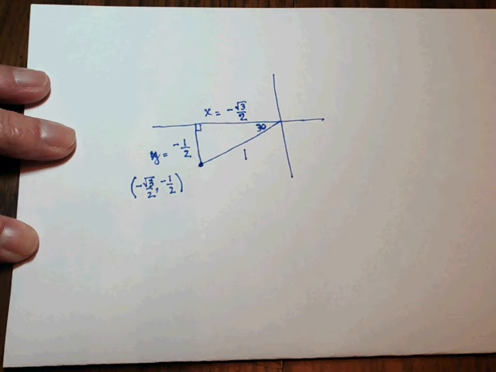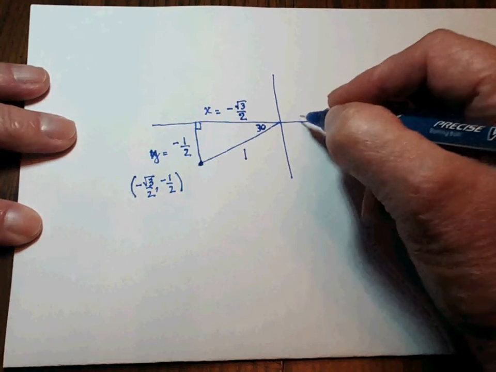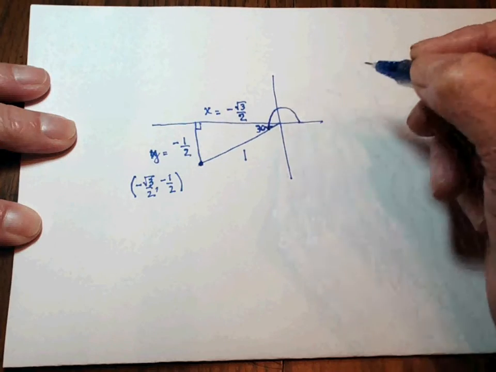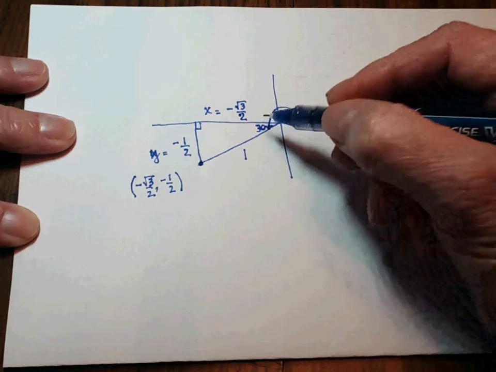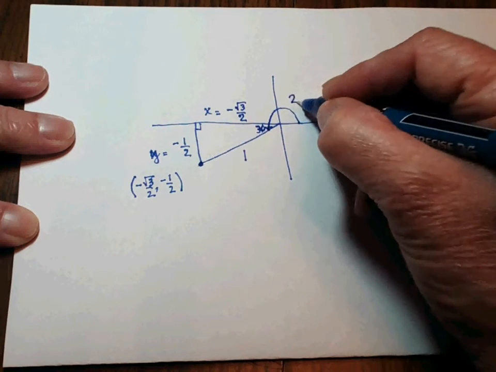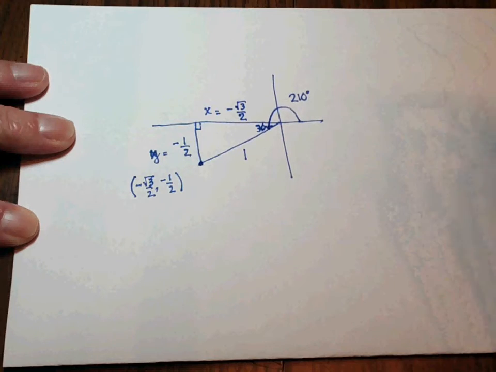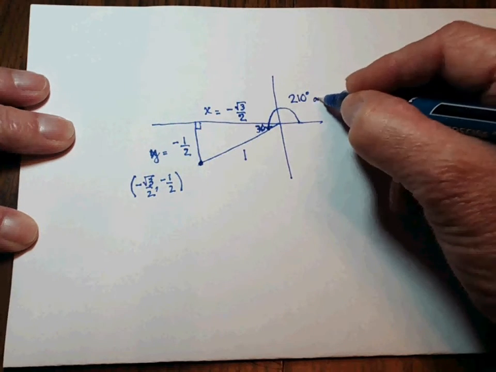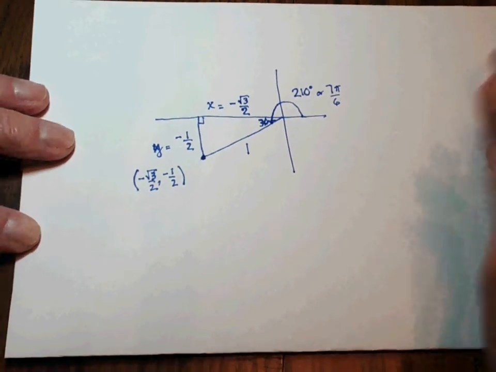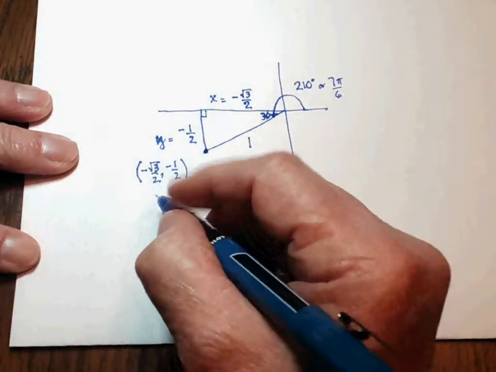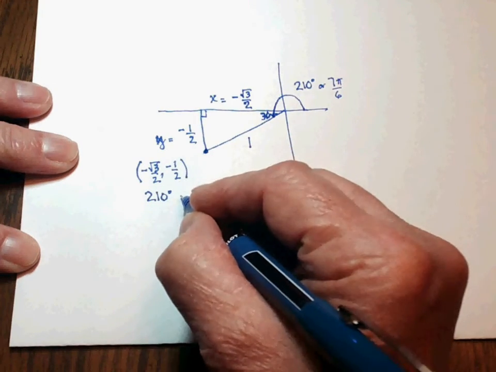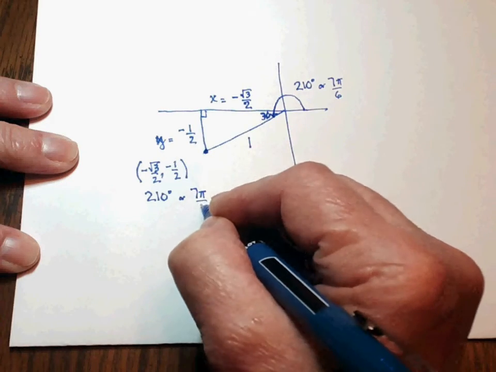The angle that they go with, once again, has to come from the positive x-axis, which would be 30 degrees plus 180. So we're using 210, or in radians, 7 pi over 6. So these two numbers would be used with 210, or in radians, 7 pi over 6.